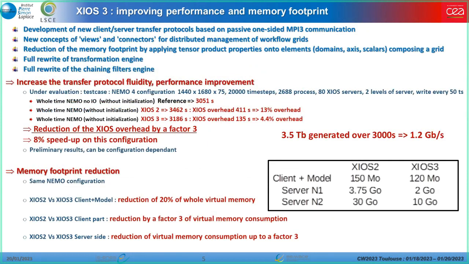The second point is improving the performance and the memory footprint of the workflow. So we made a lot of new developments. We developed a new client-server transfer protocol, which is now based on passive one-sided MPI-free communication. We introduced a new concept of view and connector for better management of the grid distribution in the workflow. We worked on the reduction of the memory footprint by applying new methods, new concepts, tensorial product properties on the elements composing a grid. We fully rewrote the transformation engine and the chaining filter engine.